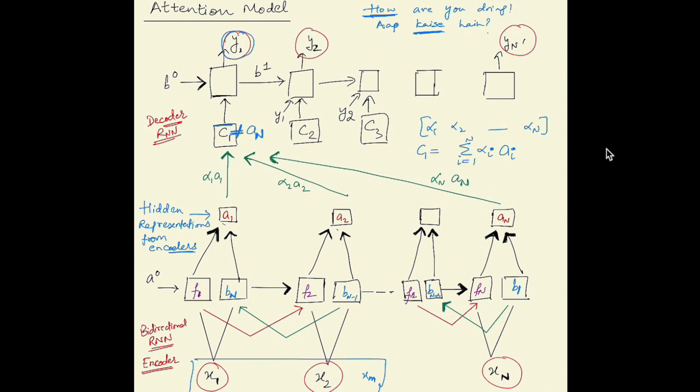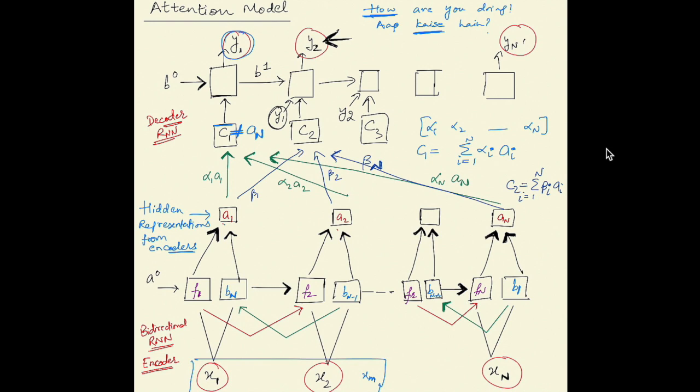Similarly, for C2 we will again find separate weights. Let's say beta 1, beta 2, and let's say beta capital N. For C2 we'll again find separate weights and pass the weighted sum. C2 will be basically the sum of beta i ai, i equal to 1 to n, and we pass this context along with the previous output y1 to generate y2, and this continues on till we generate the full sequence. So this is the basic idea behind the attention mechanism.